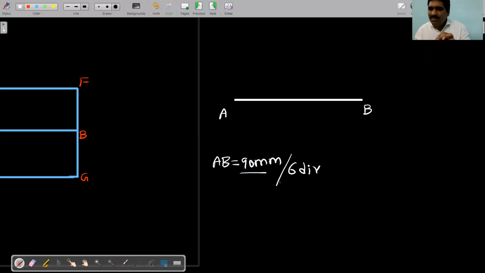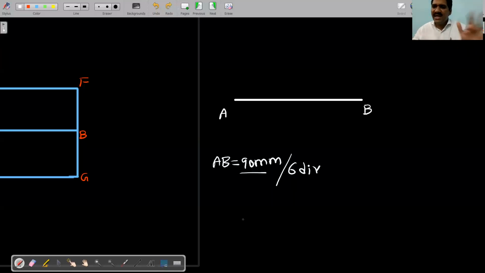For this type of condition, for example, if you want to divide 90 mm into 9 divisions, then we can mark 1 centimeter or 10 mm each. But here 90 by 6 is odd, it is a decimal. Therefore, we cannot do it directly. So for that, we have a standard procedure.